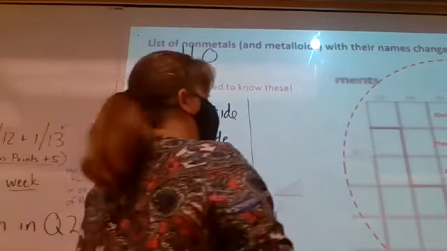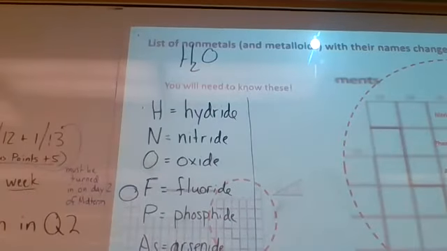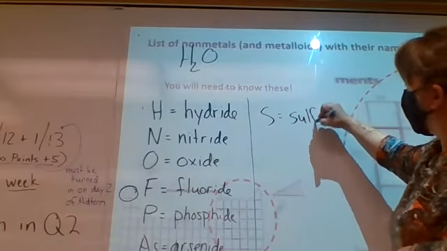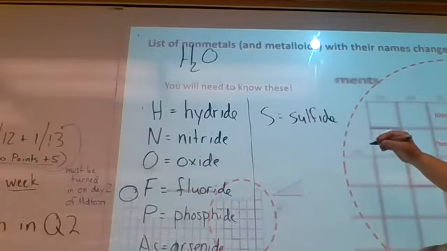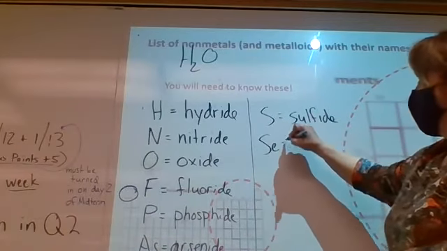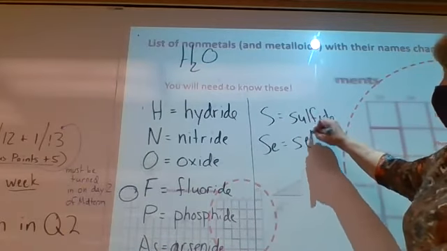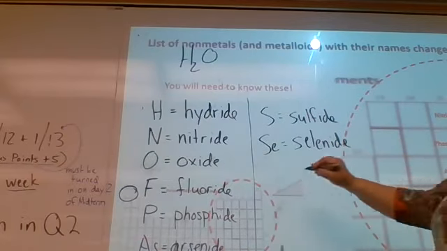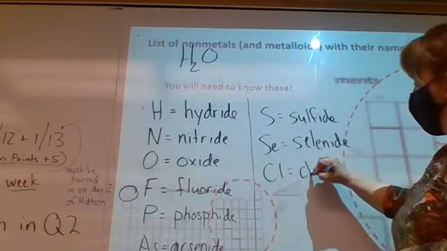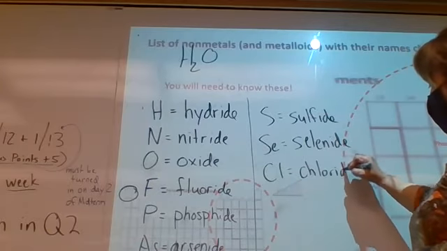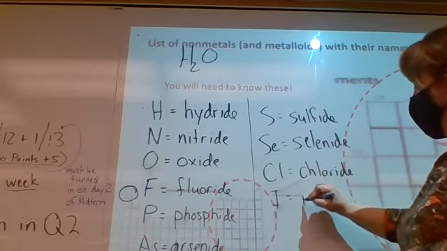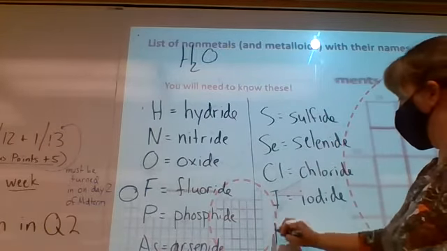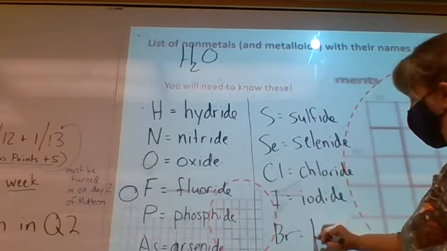Make a second column here. Sulfur becomes sulfide. Selenium becomes selenide. Chlorine, chloride, iodine, iodide, and bromine is bromide.